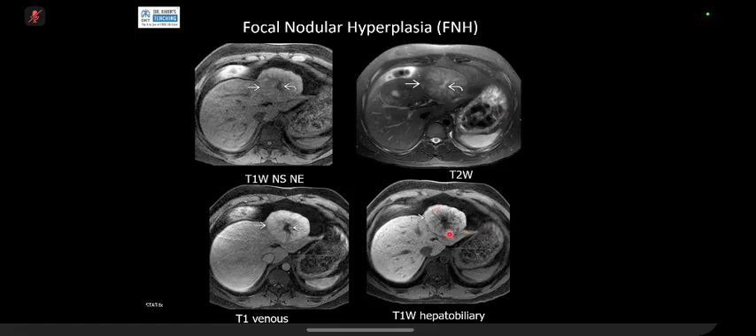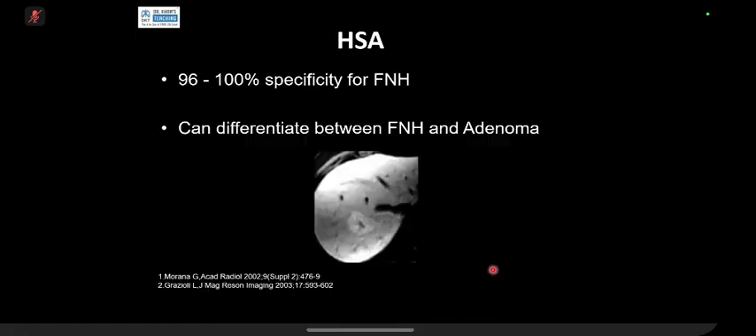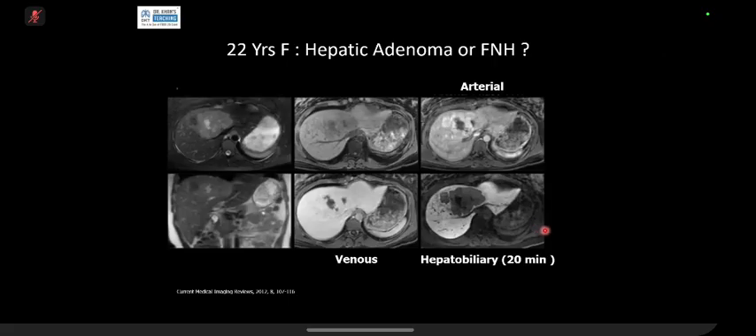But this is the hepatobiliary phase where it does not enhance. Specificity 96 to 100% is unbelievable, isn't it? Now, this is an adenoma. In this particular case, a 22-year-old, this is from literature, it is not my case, we see arterial phase enhancement and venous, and then hepatobiliary, it becomes dark, right?